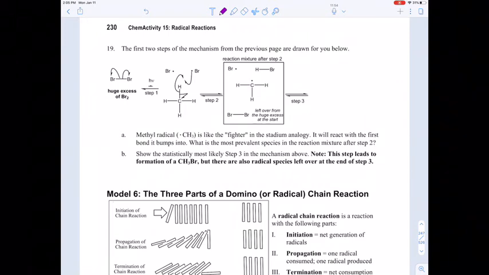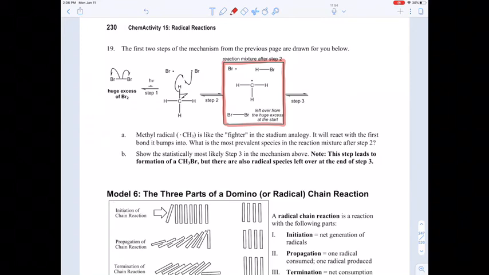Okay, we're almost done. The first two steps of the mechanism from the previous page are drawn for you below. All right, we got those right. Methyl radical is like the fighter in the energy in the stadium analogy. It will react with the first bond that it bumps into. What is the most prevalent species in the reaction mixture after step 2? Okay, after step 2, that means we're in this box here. What of these is most prevalent?